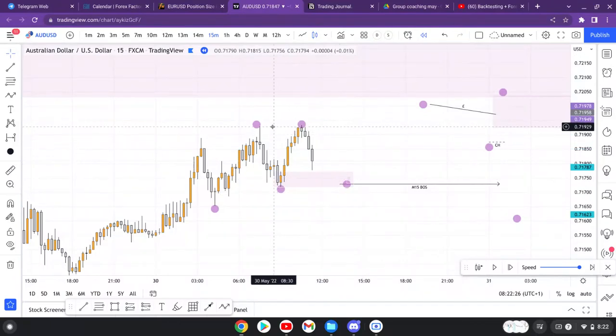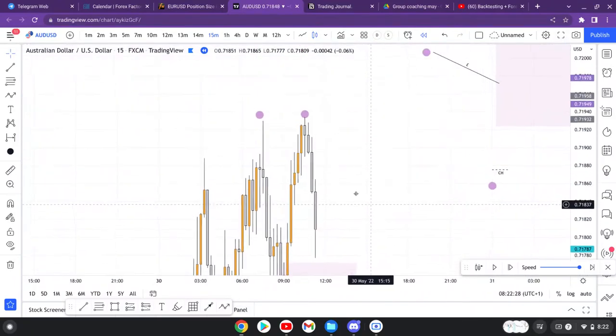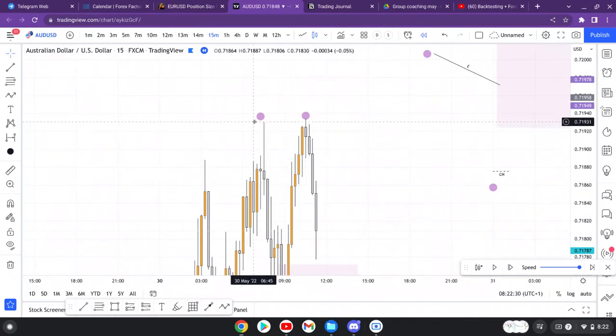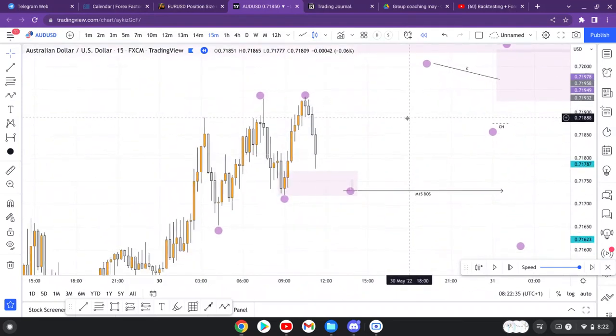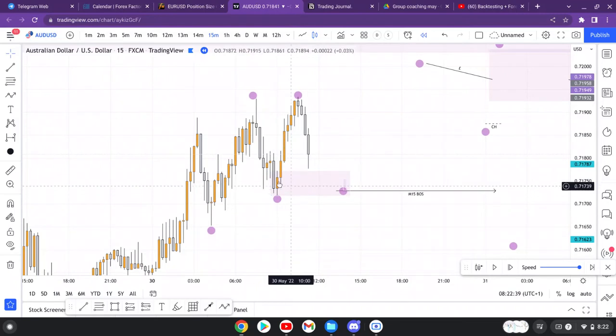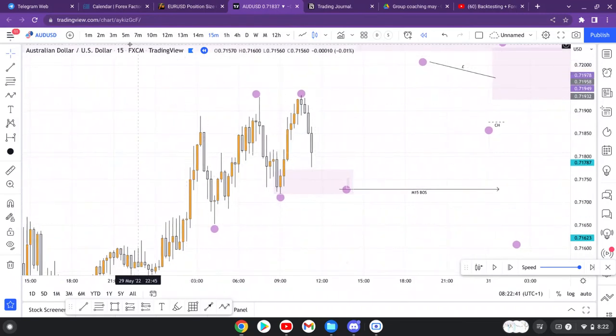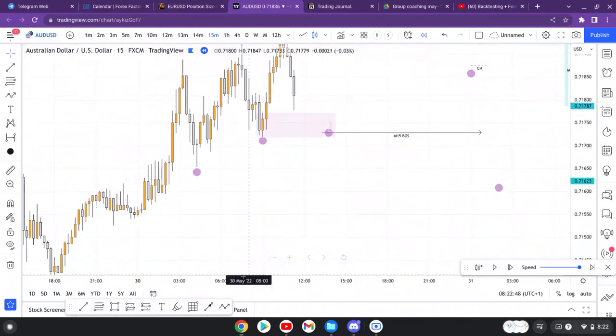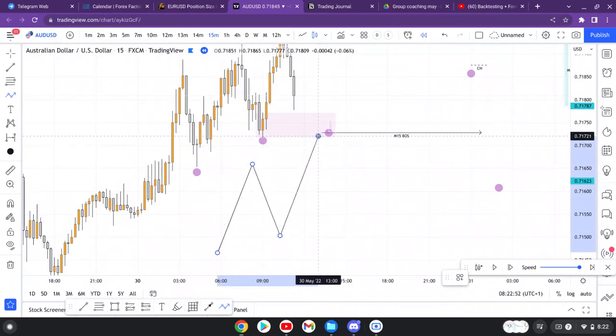we can clearly see, well, not very clearly, but if I extend it, we can see that we broke this. So I can look for a zone of interest, and I've selected this area right here. And then when I'm in this area, I'm going to go down to the 1 minute and I'm going to wait for the 1 minute to align with the 15 minute. So the 15 minute is doing this, right? And then I want the 1 minute when it's coming down.